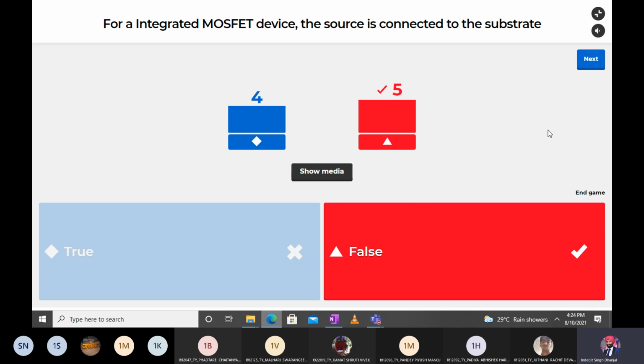I have already discussed this before: the substrate terminal is connected to ground in integrated circuits, but the source terminal is not always connected to the substrate. It can have a bias, a battery, connected in between them. So the answer is false.